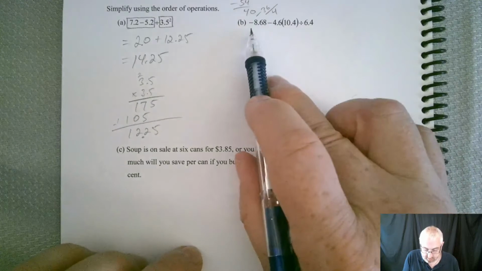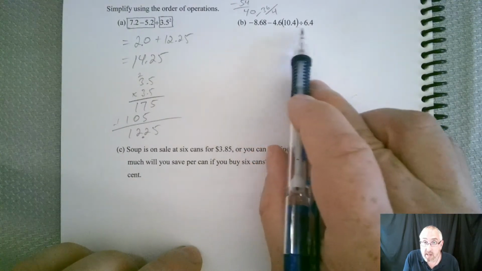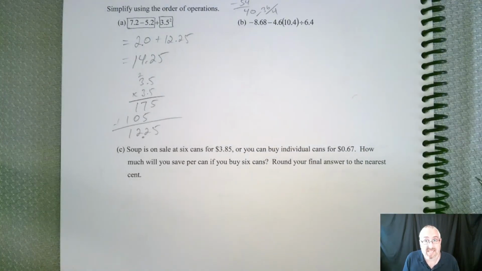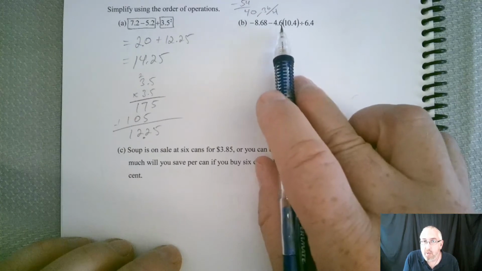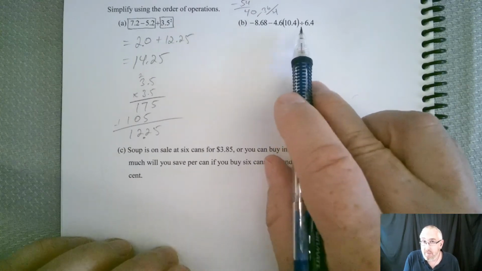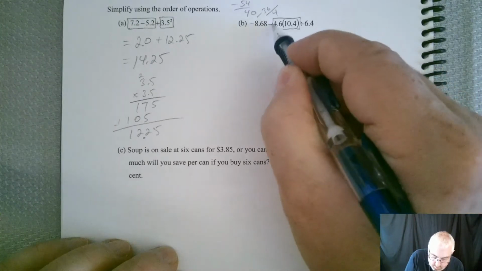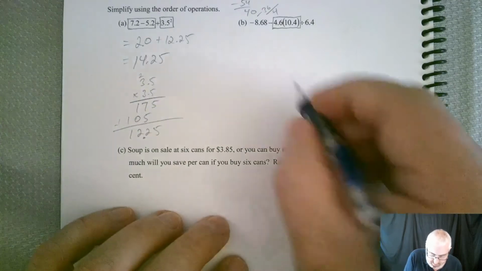So we got a negative number, we got a subtraction, we got some multiplying going on, and some division. So what do we do first? Well, there's no exponents. There's parentheses, but it's nothing to do inside of them. So we got multiplication and division. So left to right says we should do that multiplication first. And there's not really anything else we can do. So we're going to have to do that first.